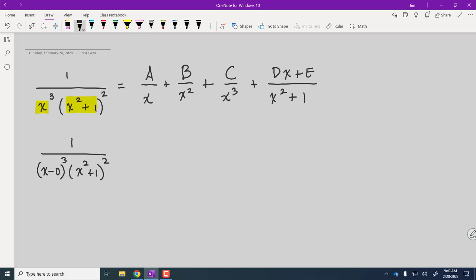But then that factor is also repeated, so we need another fraction to take care of the second power. And what will that numerator be? fx plus g. If you need to write down the alphabet, that's fine. So that's the setup. Now, how many equations will we need to solve this? How many equations would we need?